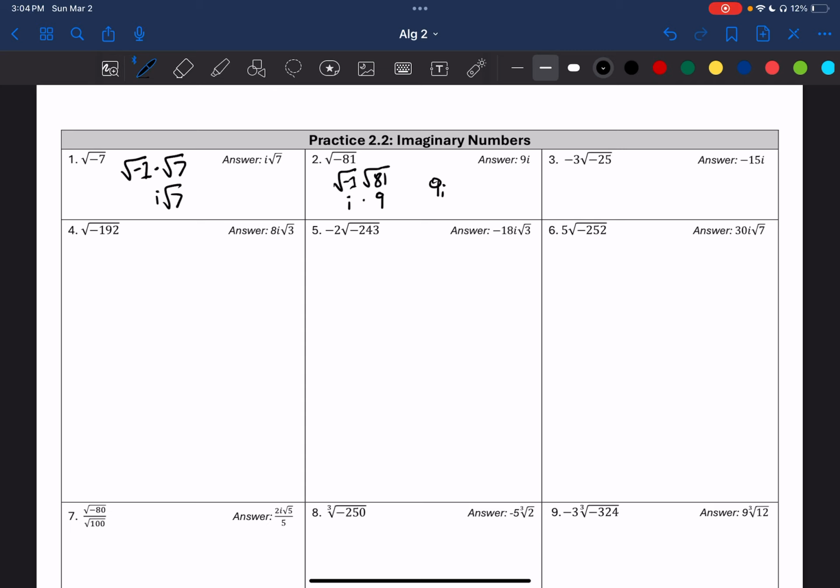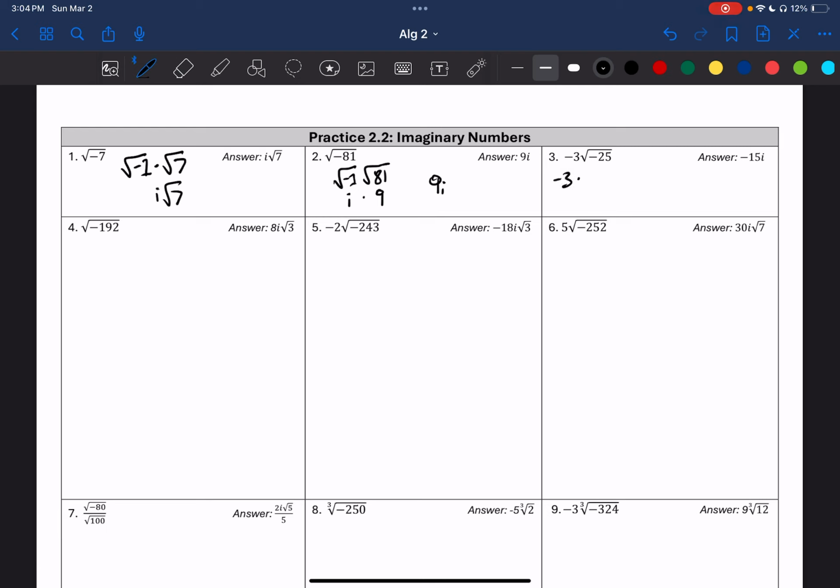All right, so for this one, we have a negative out in front and a negative on the inside, but we're just going to leave that negative out in front, right? -3 times the square root of -1 times the square root of 25. -3 stays there. Square root of -1 we know is i, and then square root of 25, again, that's another perfect square, so square root of 25 is +5. And we're going to combine all three of those terms into -15i.